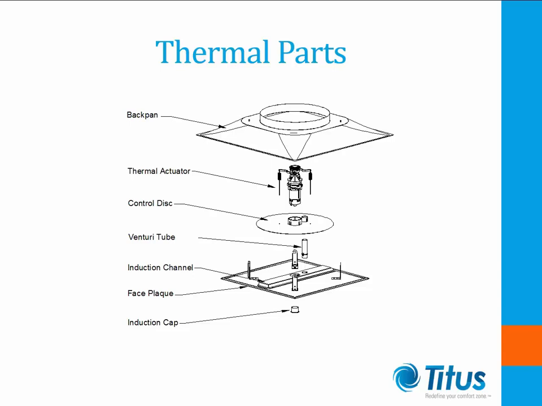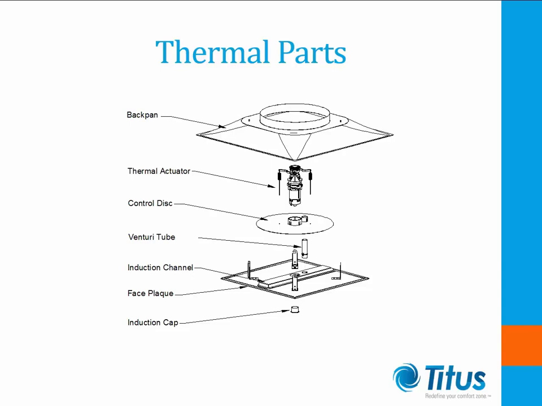The induction channel delivers room air into the temperature sensing mechanism. The Venturi tube uses delivered air pressure to create suction that draws room air into the actuator mechanism. The control disc moves up and down to modulate the effective opening of the diffuser. This movement is what varies the geometry and, therefore, the volume of the delivered air.